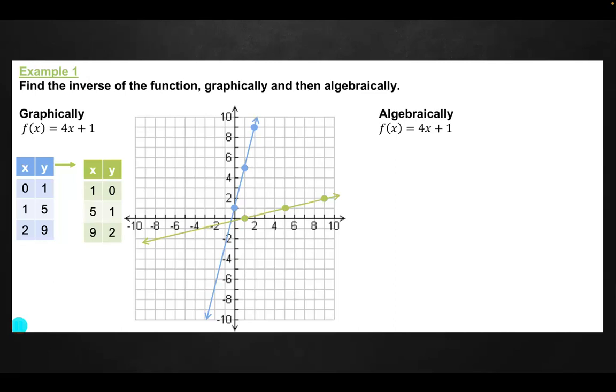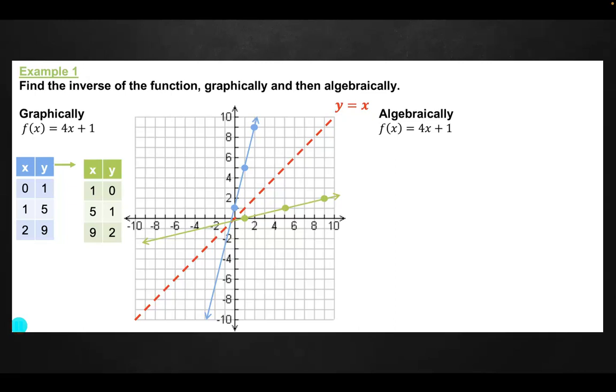Now remember that the inverse is a reflection of your original function over your line y equals x. As you see this red line, think about the blue and the green lines as being like mirrors, right? They're mirrors of each other, so you can see them on opposite sides of that red dotted line that we drew.